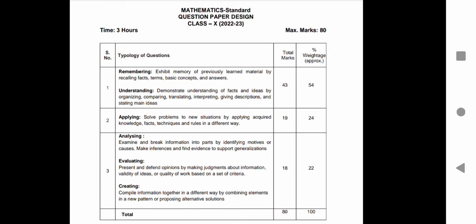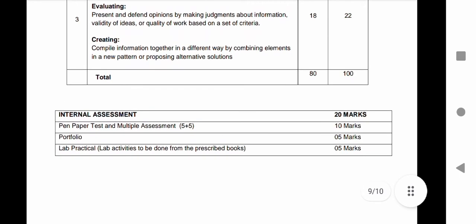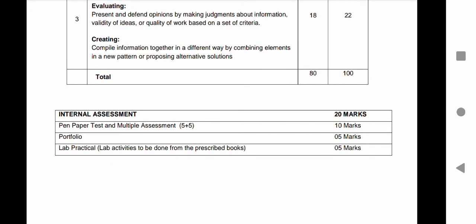So let's see what the internal assessment process is. Internal assessment: pen paper test and multiple assessment, which will be of 10 marks, and the portfolio would be of 5 marks. Lab practical: here it is given that lab activities are to be done from the prescribed book. So from the NCERT or CBSE, you will have a book which will be provided by your school, and the practicals are done from only these books. So it is all your school's matter.